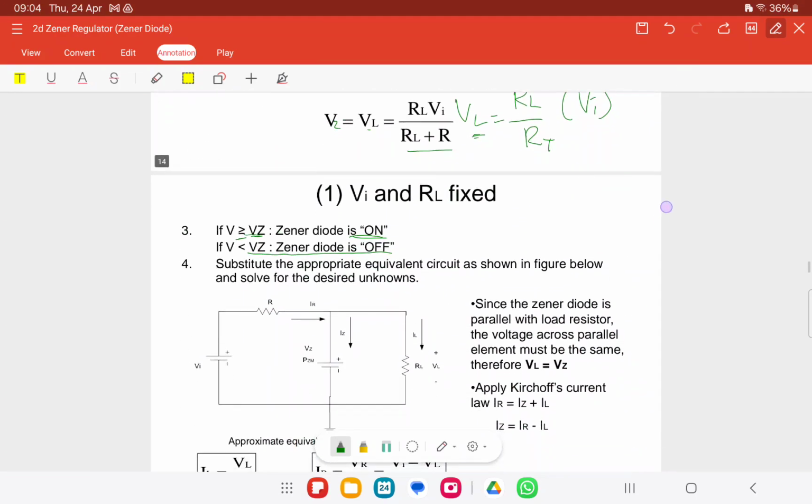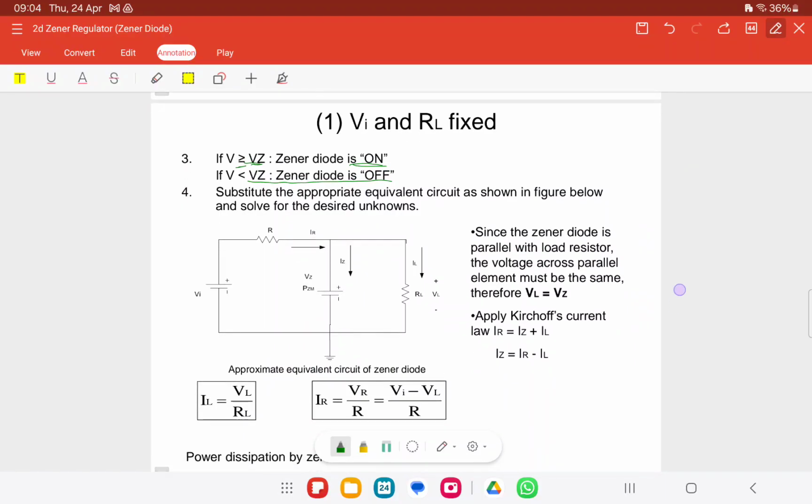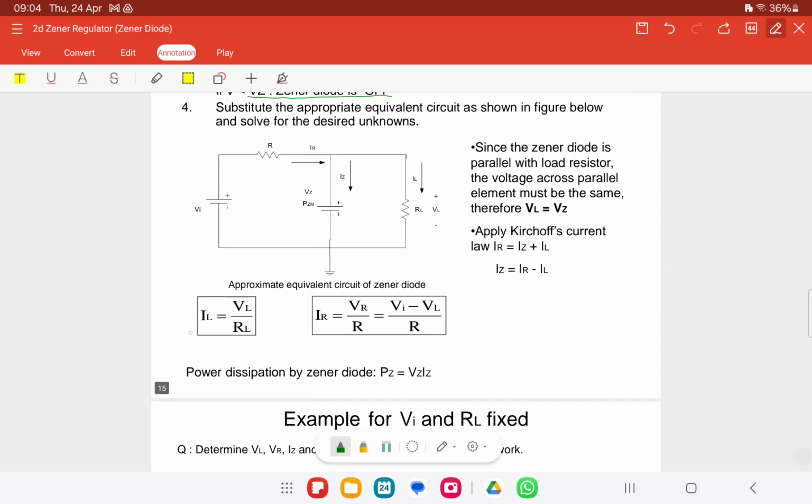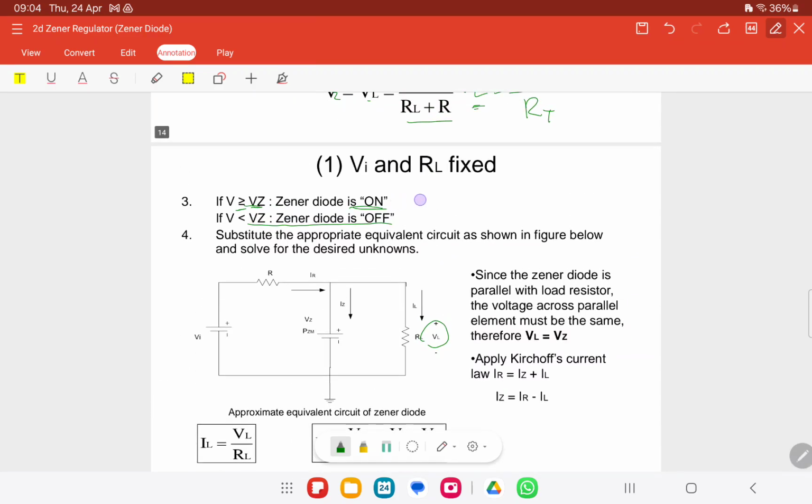Alright, so next, you can use any method we have learned. Earlier we already have VL. Just now, once it is on, we use the value of VL.